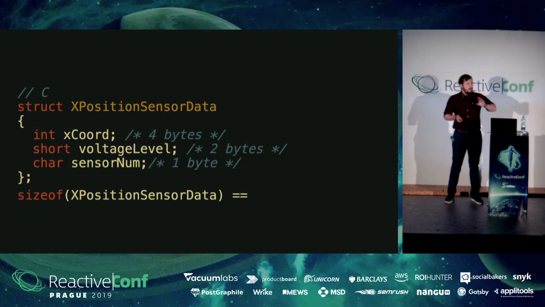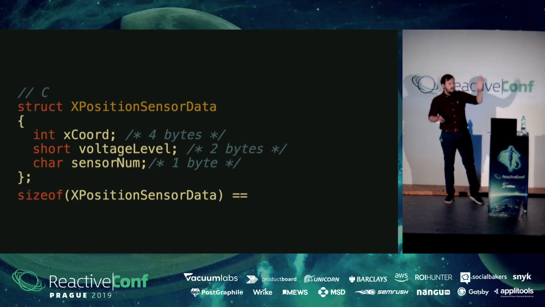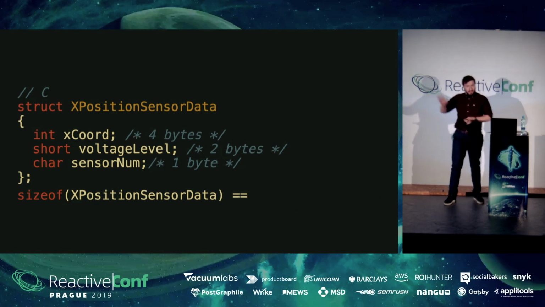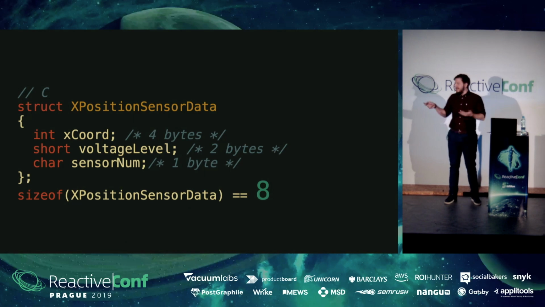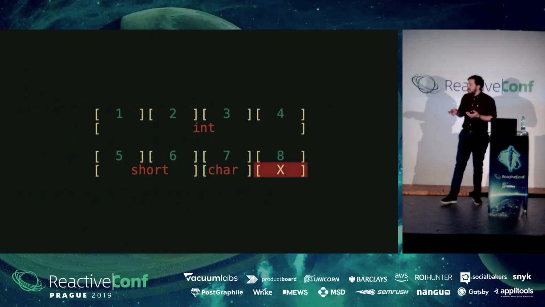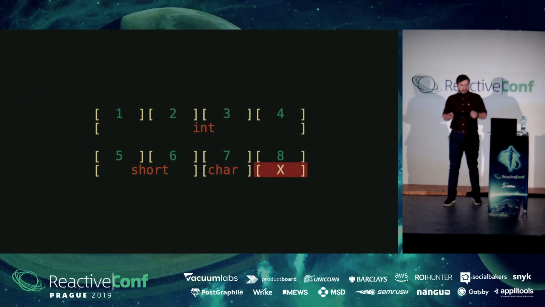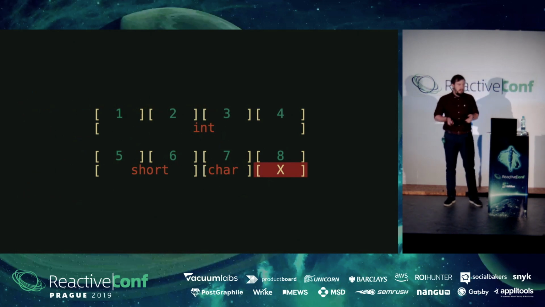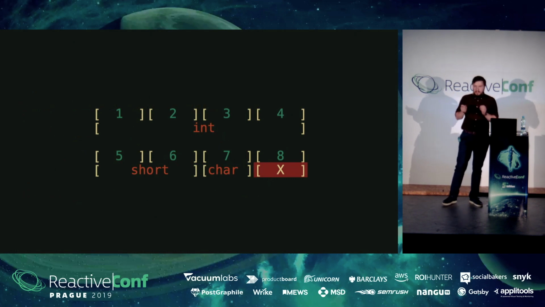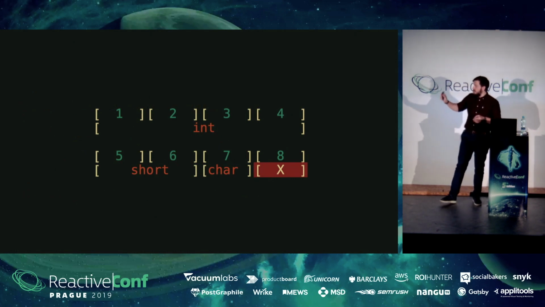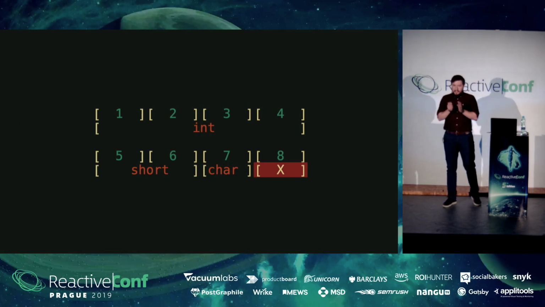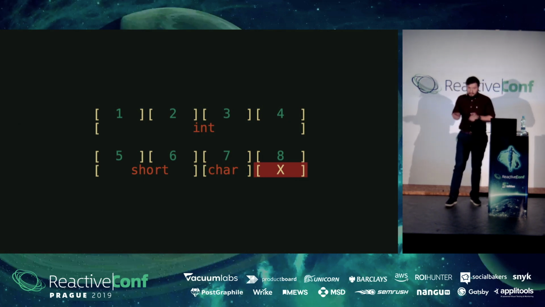Who thinks that it was like 7 bytes? No one. OK, 9 bytes? Maybe 8 bytes? OK. The answer, of course, is 8 bytes. But why? Because of the memory packaging. So every compiler, C and C++ compilers, they have to package all your structures and align them to machine words. So yeah, integer is 4 bytes, short is 2 bytes, char is 1 byte, and we have to add one additional byte at the end.